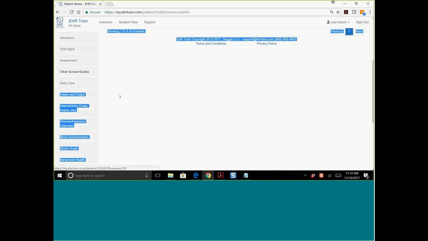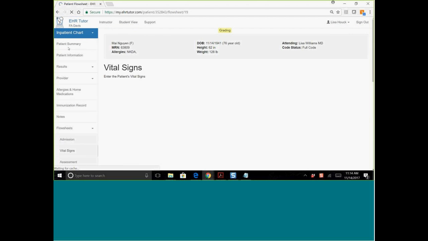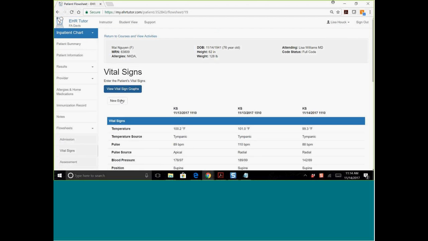And so if we wanted to go down and look at our vital signs, and we wanted to add vital signs, all the flow sheets work exactly the same. Notice you can see a little trend here. If you were talking about this patient, you could talk about some of her issues related to these vital signs that you can see are all over the place.